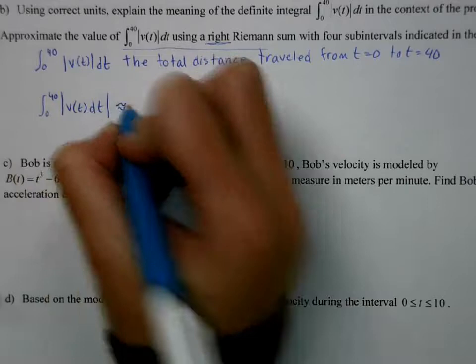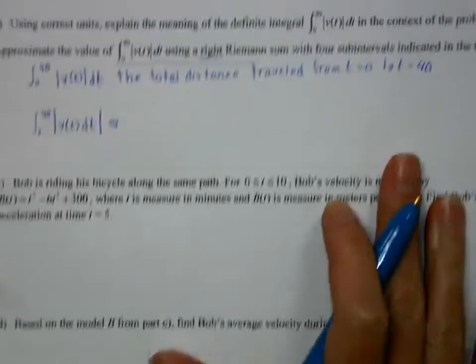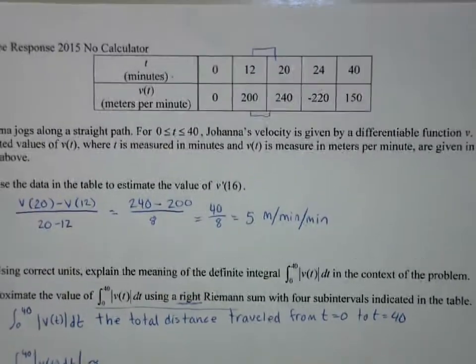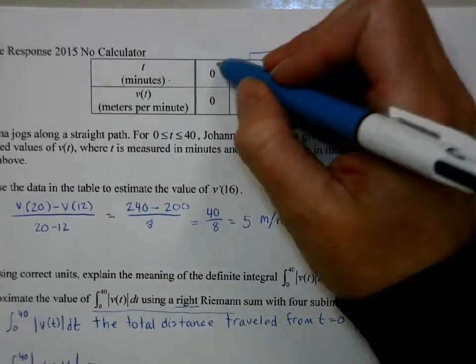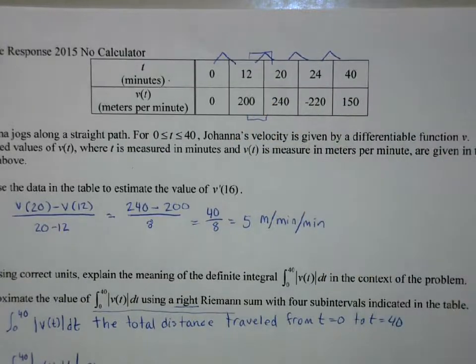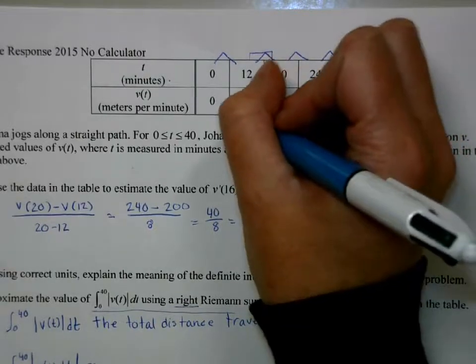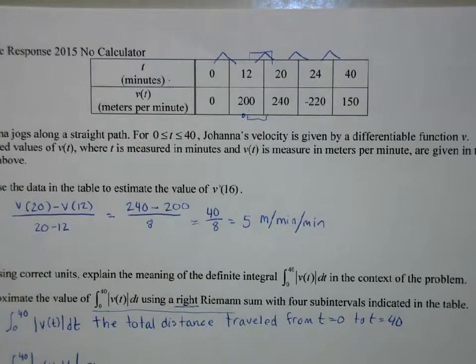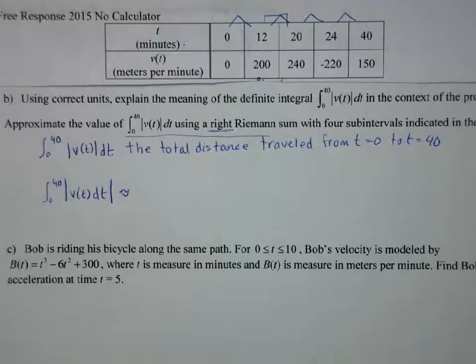Okay, so we're going to approximate with a right Riemann sum. In our table, the widths of the rectangles are going to be the change in t's. My heights, if we're doing a right Riemann sum, are going to be evaluated at the rightmost value. All right, so let's bring down our chart.